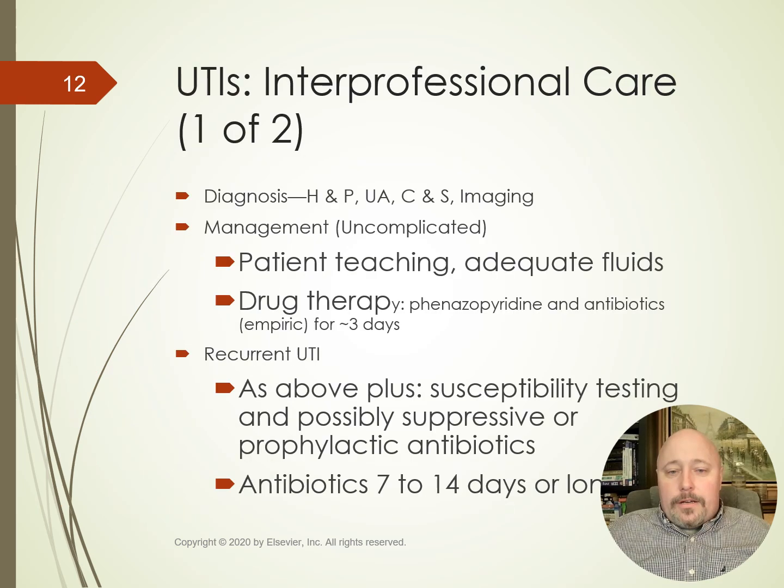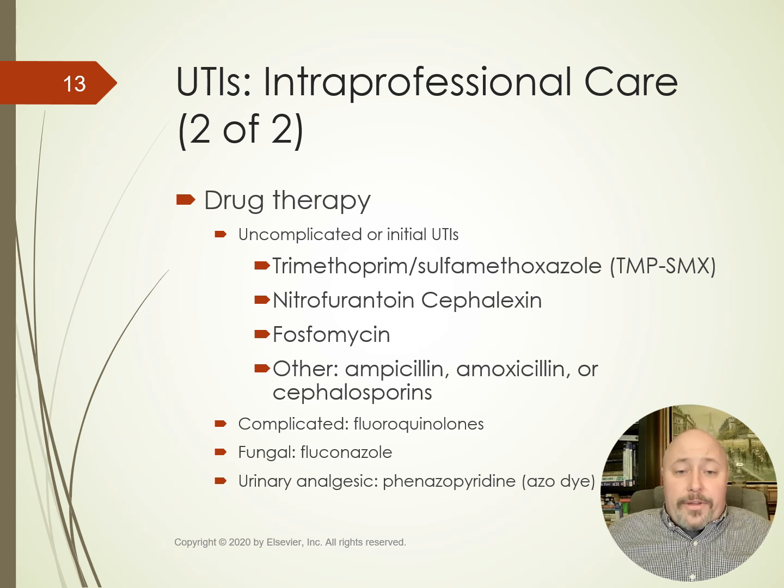For interprofessional care, we're going to get a thorough history and physical, along with a urinalysis, and managing an uncomplicated UTI would include patient teaching, adequate fluids, and drug therapy, such as antibiotics. For recurrent UTIs, it would be all of the above, plus susceptibility testing, and possible suppressive or prophylactic antibiotics. These antibiotics could last for 7 to 14 days or longer. For drug therapy, when dealing with uncomplicated or initial UTIs, drugs like trimethoprim, ampicillin, or if it's fungal in nature, fluconazole. We're also going to be looking at urinary analgesics.